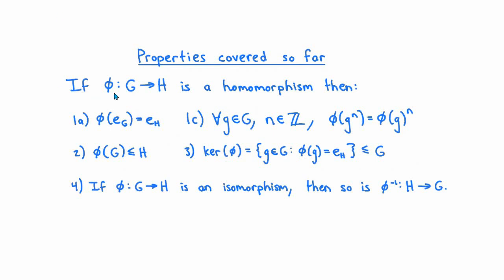If phi is a homomorphism from G to H, then it has to map the identity element in G to the identity element in H, and it has to map g to the n to phi of g to the n for any g in G and for any integer n. Also, the image of a homomorphism is always a subgroup of the codomain, and the kernel of a homomorphism is always a subgroup of the domain. And if the homomorphism happens to be an isomorphism, so that it's a bijective map from G to H, then its inverse function is also an isomorphism from H to G.